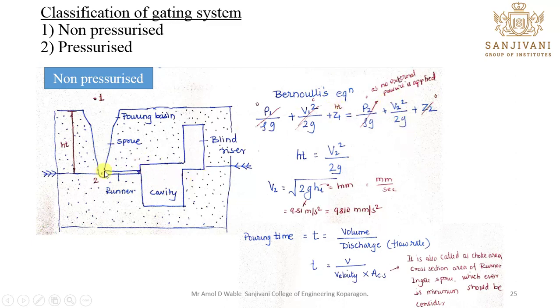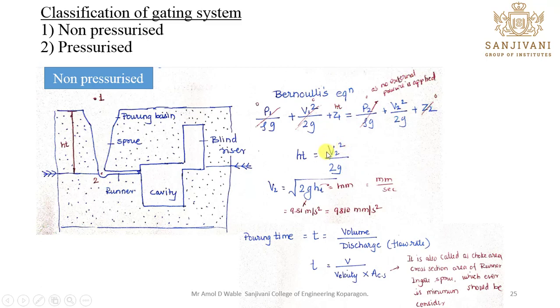Then, to consider this as the datum, it is Z1. At the datum, height will be 0. At this space you will have some value of height at datum 1. So Z2 will be 0 at this point, and Z1 will have some particular value, which you keep as it is. So here you can write that height is equal to V2 square upon 2g, where V2 will be the velocity at the bottom.